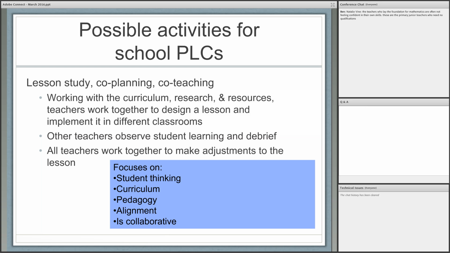So some components that we know are important: it has the student thinking, it focuses on the curriculum, it's a focus on pedagogy, and it has that alignment piece, particularly if you're working across grades. So you're really thinking about what's different about the curriculum in grade 4 and 5 and 6 with respect to fractions. How might this lesson be different for grade 4s, grade 5s, and grade 6s? And of course, it's collaborative, so it has that component as well.